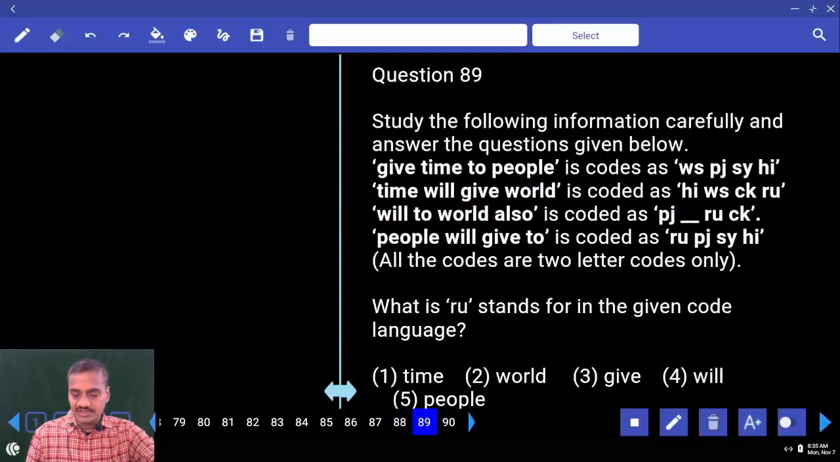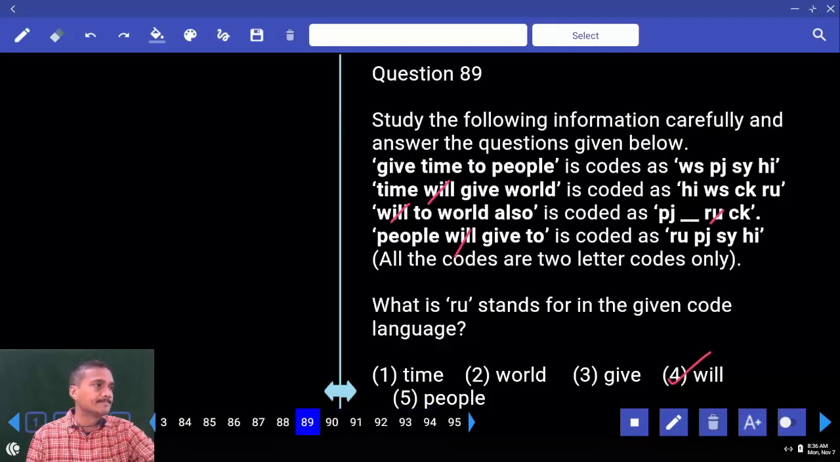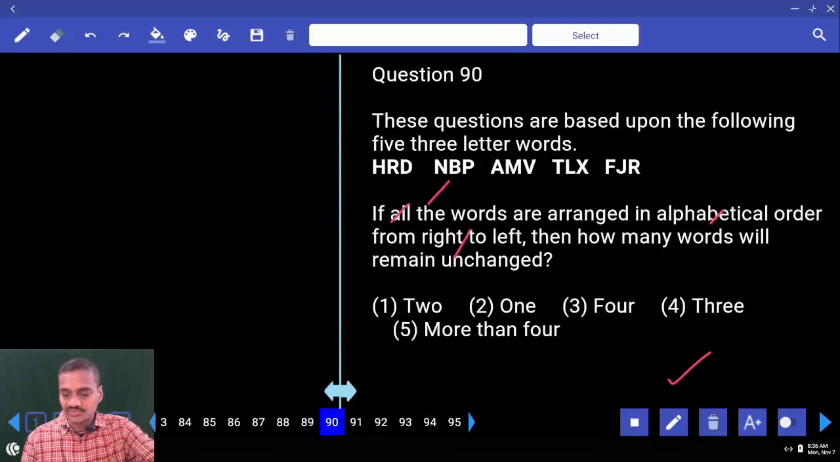Then the next one, question number 89. Now in this 89, what does RU stand for? Where is RU? RU is common in 2, 3 and 4. And what is the word that is common? Will. The code for will is RU, and it is choice 4 for question number 89. Done with this? The next one, 90th.